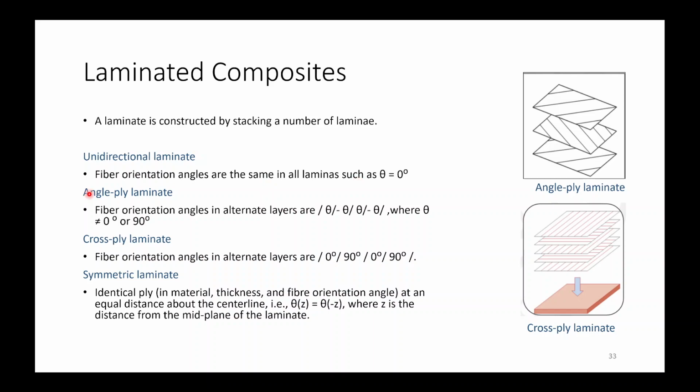Angle ply laminate, in this case your angles will be different and it won't be either 0 degree or 90 degree. In case of cross ply, your angles will be 0, then again 90 degree, 0, again 90 degree. In case of symmetric laminate, there are identical plies in material, thickness, and fiber orientation angle at an equal distance about a center line, where C is the distance from the mid plane of the laminate.